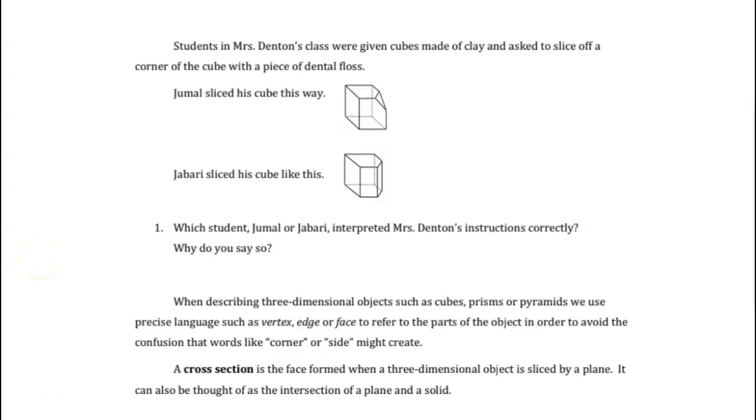When describing three-dimensional objects, such as cubes, prisms, or pyramids, we use precise language, such as vertex, edge, or face, to refer to the parts of the object in order to avoid the confusion that words like corner or side might create. Cross-section is the face formed when a three-dimensional object is sliced by a plane. It can also be thought of as the intersection of a plane and a solid.